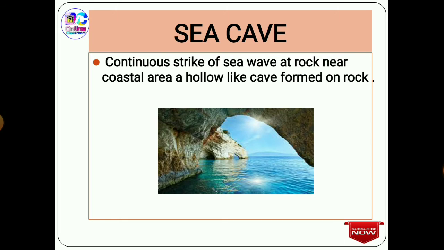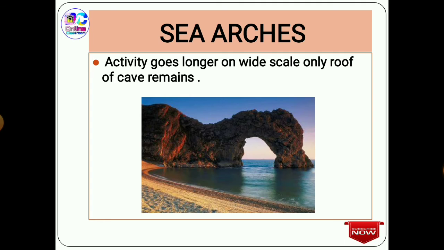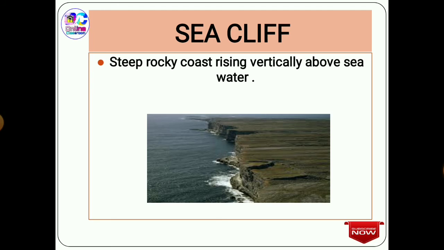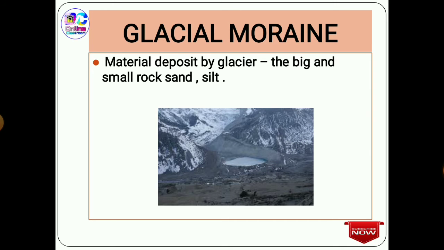The next will be the landforms formed by the coastal waters, the coastal erosions. The first is a sea cave. The continuous strike of the sea waves at a rock near the coastal areas at a hollow gives rise to a cave formed in the rock. The next we have the sea arch. When this activity goes on longer or on a wider scale, only the roof of the sea cave is left behind, which forms a sea arch. The next is a sea cliff. When the steep rocky coast rises vertically above the seawater, it gives rise to the formation of the sea cliff.